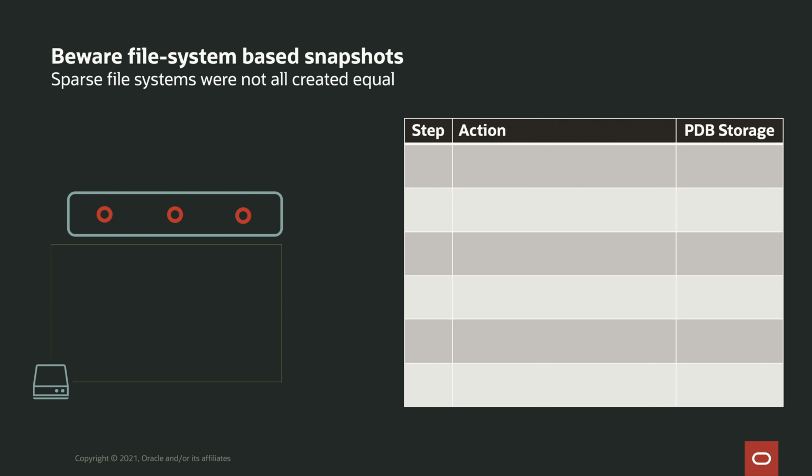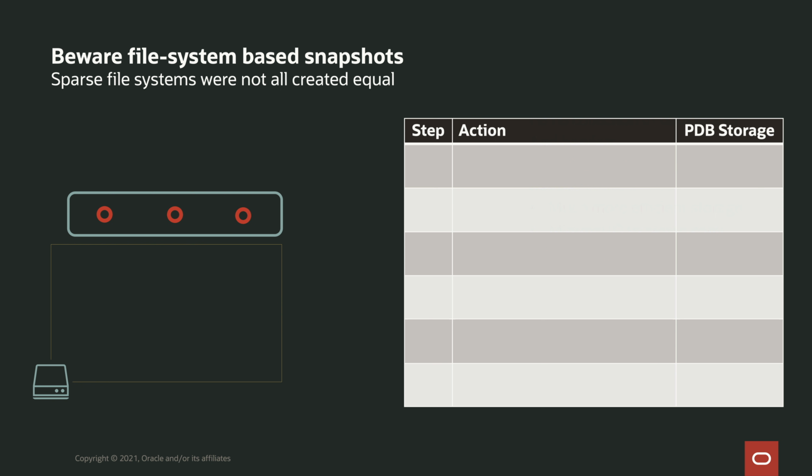A seemingly subtle, but nonetheless critical difference is whether the snapshot is taken at the file system level or at the file level. First, we consider file system-based snapshots with a single file system for the entire CDB. Here we'll walk through some typical lifecycle operations.